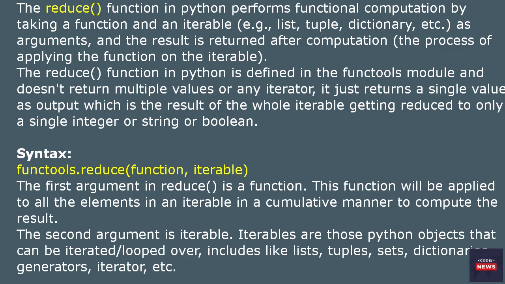If you see, this is the syntax of the reduce function. The reduce function belongs to the functools module. The first argument in reduce is a function. This function will be applied to all the elements in an iterable in a cumulative manner to compute the result. The second argument is the iterable. Iterables are those Python objects that can be iterated or looped over, including lists, tuples, sets, and dictionaries.